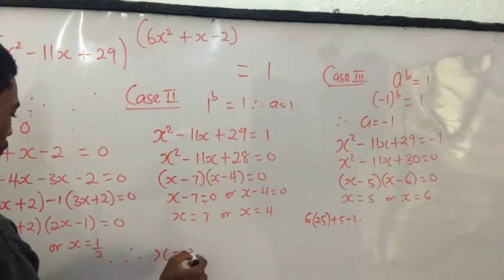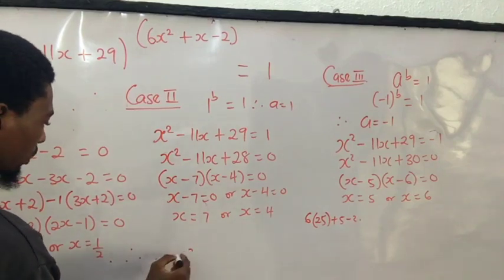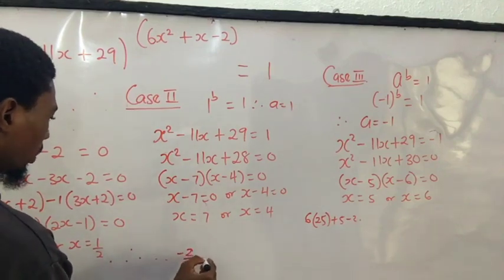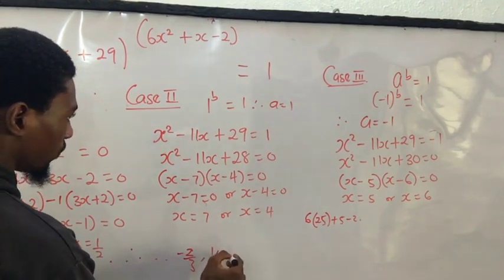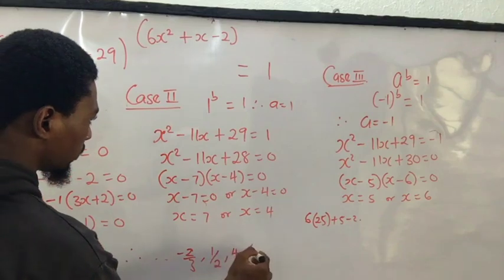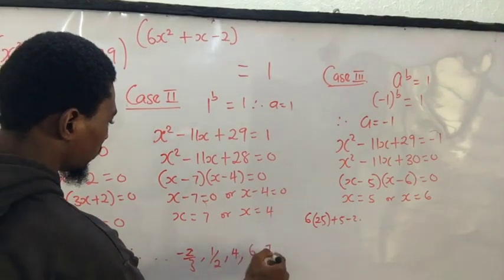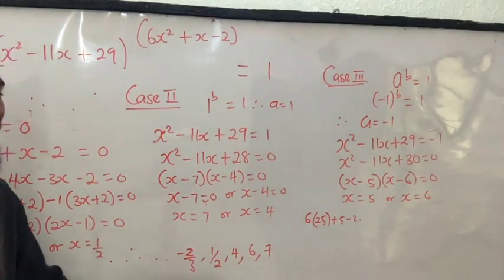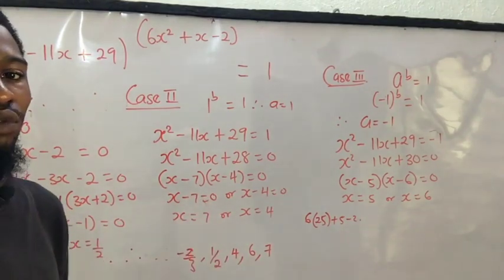So meaning that the values of x that will satisfy these equations are x equals minus 2 over 3. We have 1 over 2. We have 4. We have 6. And we have 7. So these are the values of x that will satisfy this equation.